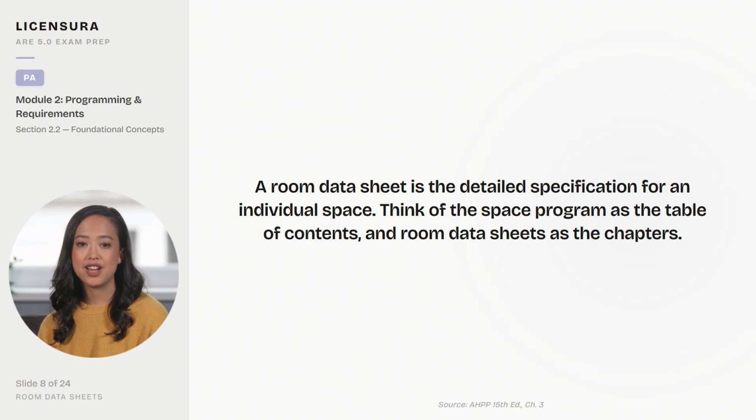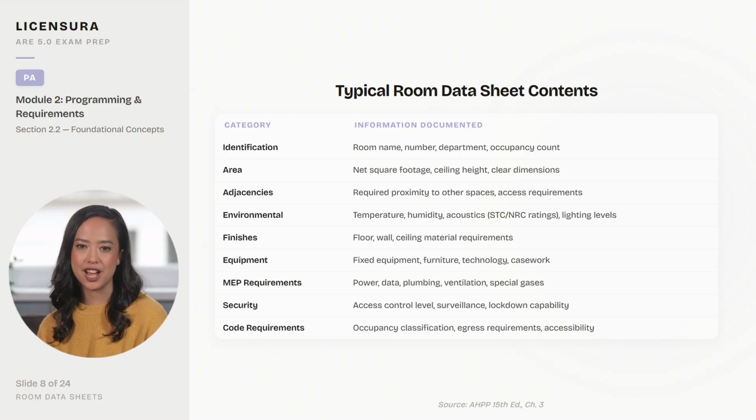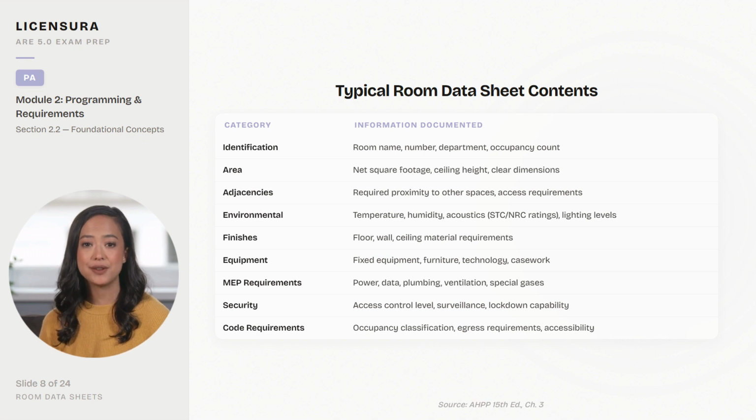A room data sheet is the detailed specification for an individual space. Think of the space program as the table of contents and room data sheets as the chapters. Together, they tell the full story of what the building must contain. Room data sheets are the DNA of the space program, and the table on screen shows the 9 categories each sheet documents. Identification pins down the room's name, number, and department.